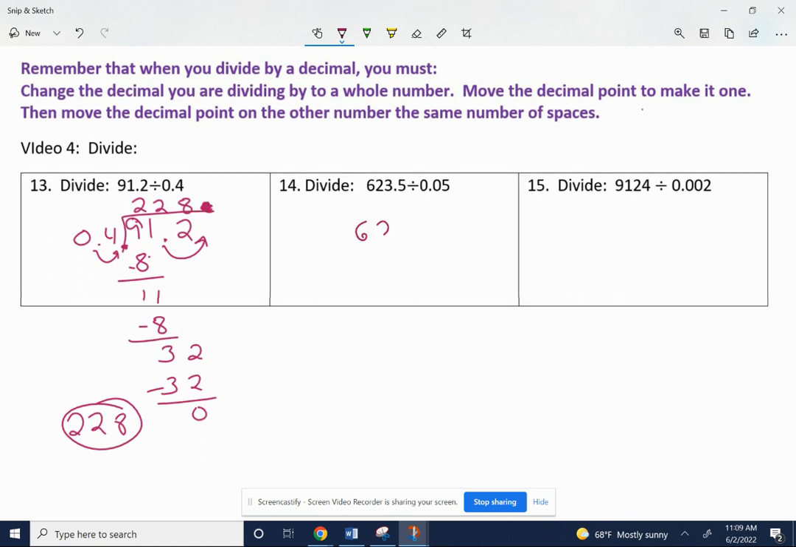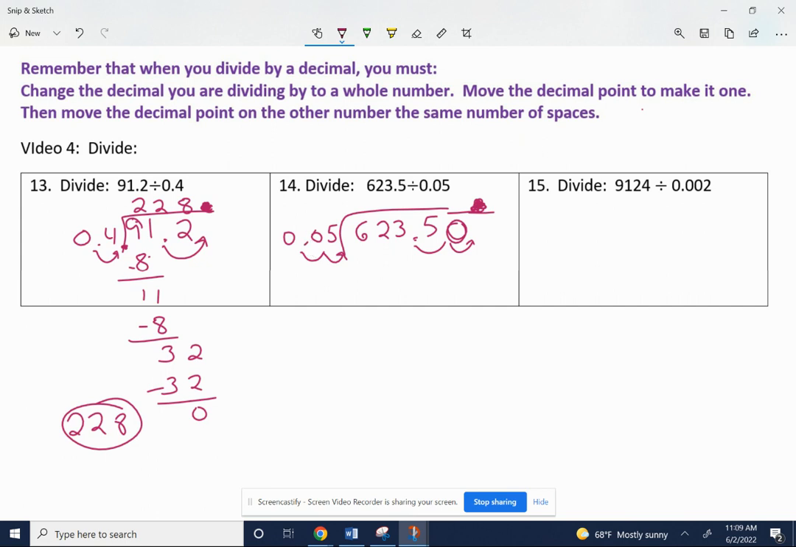The next one, 623.5 divided by 0.05. I need to move the decimal on 0.05 two spaces to the right. So I have to move the decimal point in the number inside two spaces to the right. Stick a 0 there so that doesn't confuse you, and put that decimal point really big above so you don't forget. Now we just start dividing.